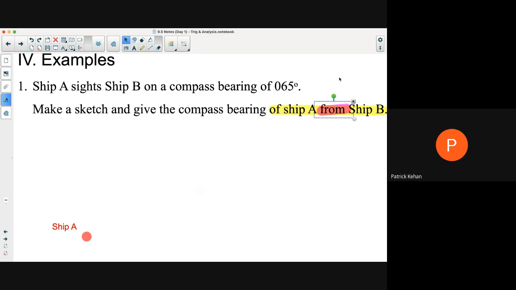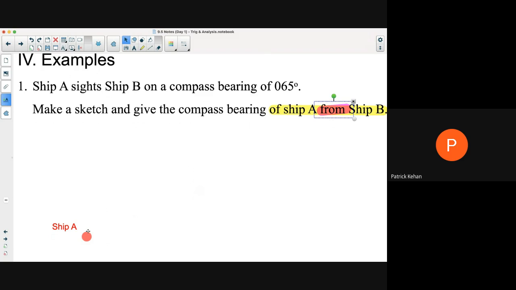And before you jump in and start your sketch, it's always a good idea to just get a sense of where your points should be, right? Should ship A be to the left of ship B? Should ship A be above ship B or below ship B? So if you have ship A on your page, think about what a 65-degree angle is from the north line of ship A, right? And if you have to sketch that in there to make sense of this, go for it. But that's going to leave us with a direction over here somewhere.